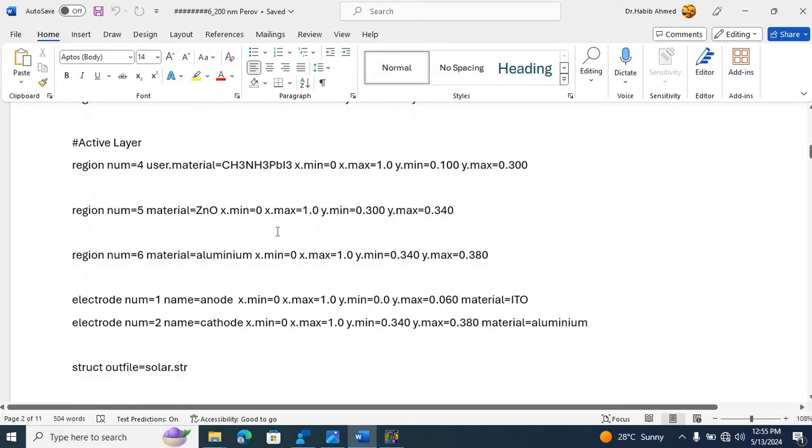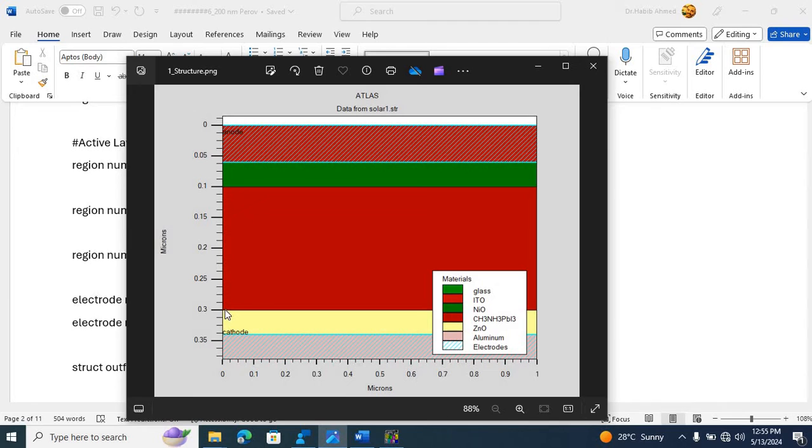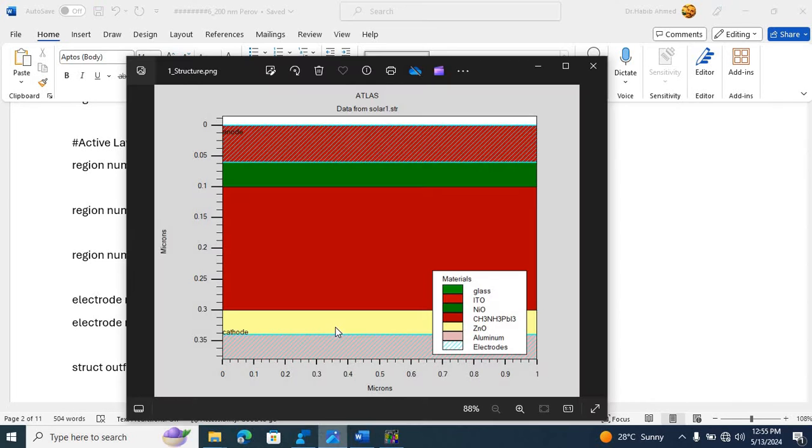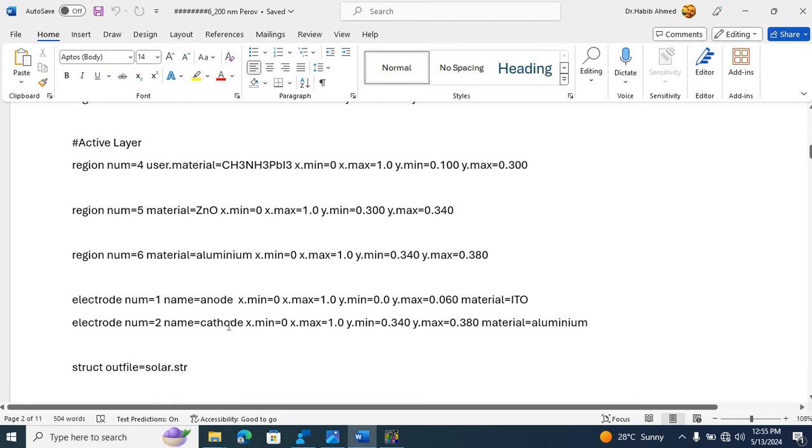Similarly, I have included zinc oxide as region number 5, running from 300 to 340 nanometers in the y direction. Then my region number 6 is aluminum, running from 340 to 380 nanometers in the y direction. So here is aluminum running from 340 to 380 nanometers.